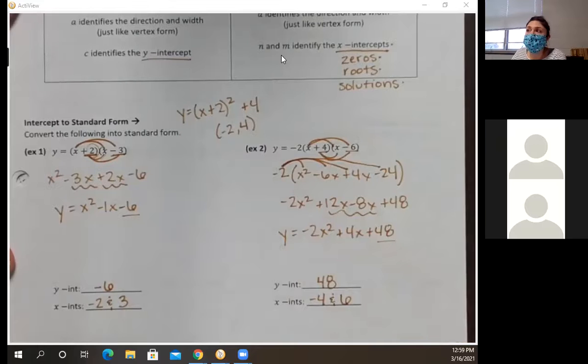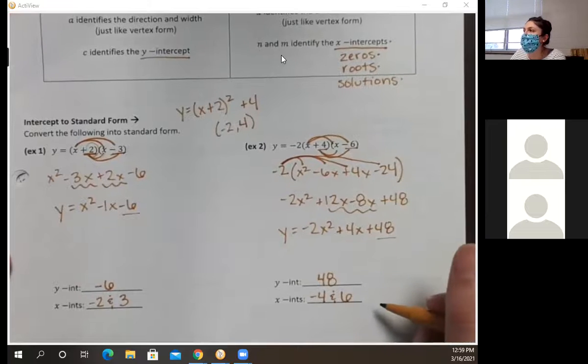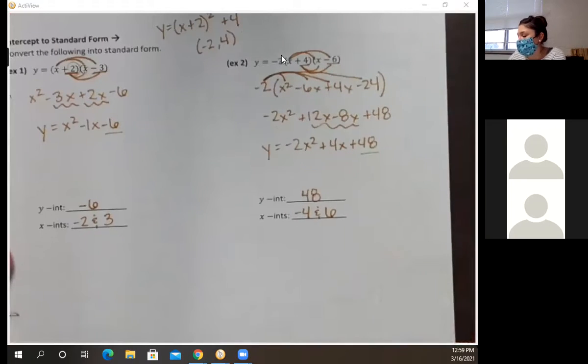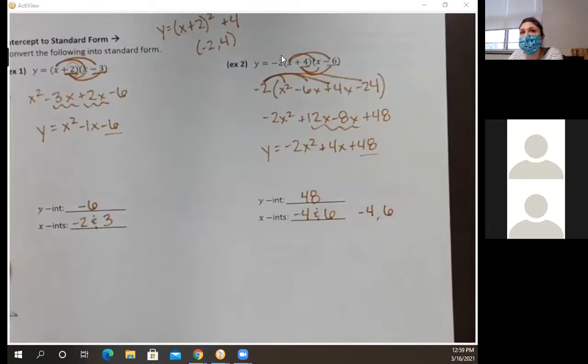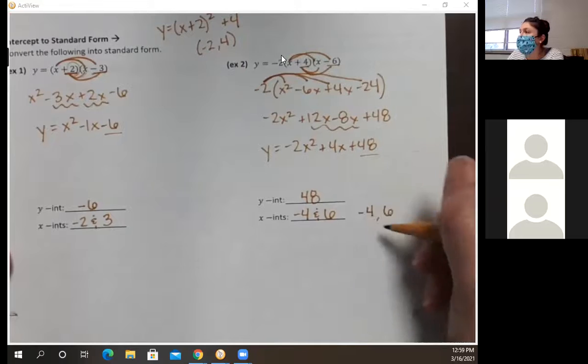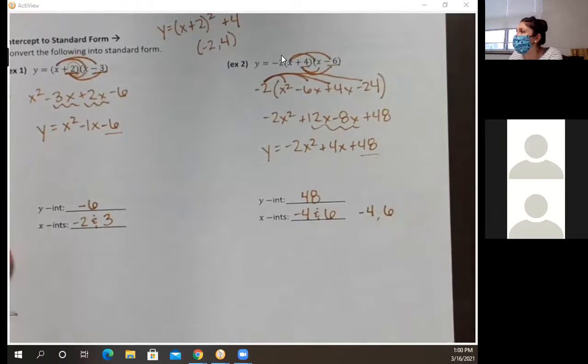Questions for me on example 2? Okay, I want to make one quick comment about how you write your x-intercepts when I ask for them. It's okay to list them with a comma in between. And for most of our remaining problems, this is probably how I'll write most of them, just based on the space that I have on the paper.